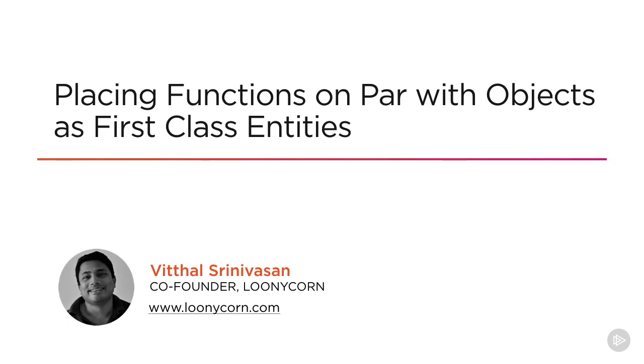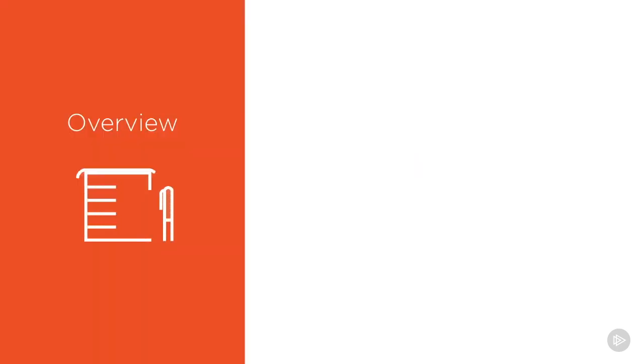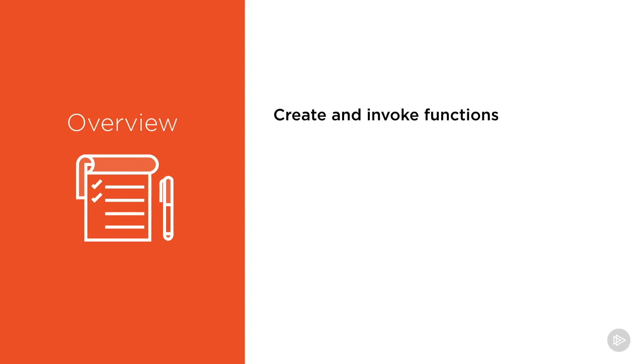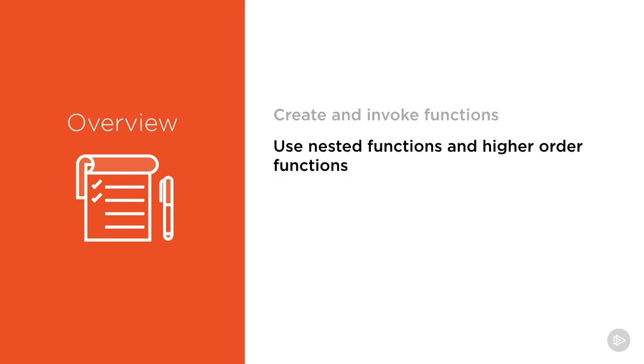Hello and welcome to this module on placing functions on par with objects in Scala. Starting from the absolute basics, we'll start with the simple, or seemingly simple, operations of creating and invoking functions in Scala. This has a few subtleties that are worth discussing. Next, we'll move to talking about nested functions and higher order functions. These properties are collectively known as support for first class functions in Scala.